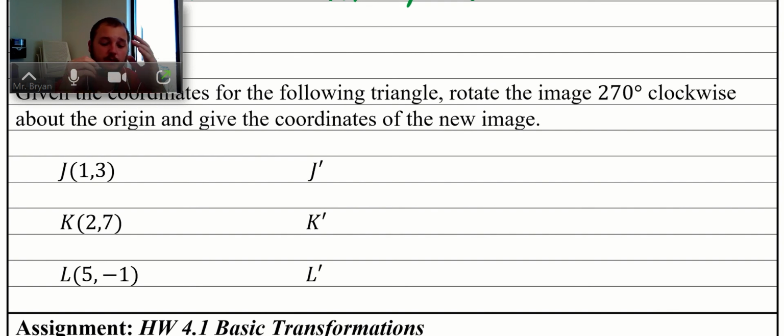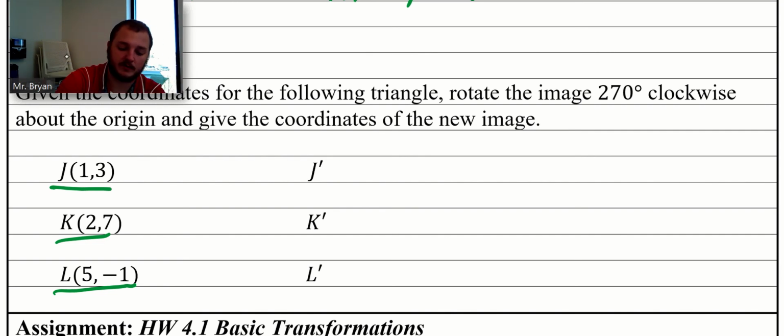So first thing I want you to do is copy down the points that we're starting with, J, K, L. So we have (1, 3), (2, 7), and then (5, -1). If we're going to find out where these end up, we have our new coordinates. So we have J prime, K prime, and L prime.